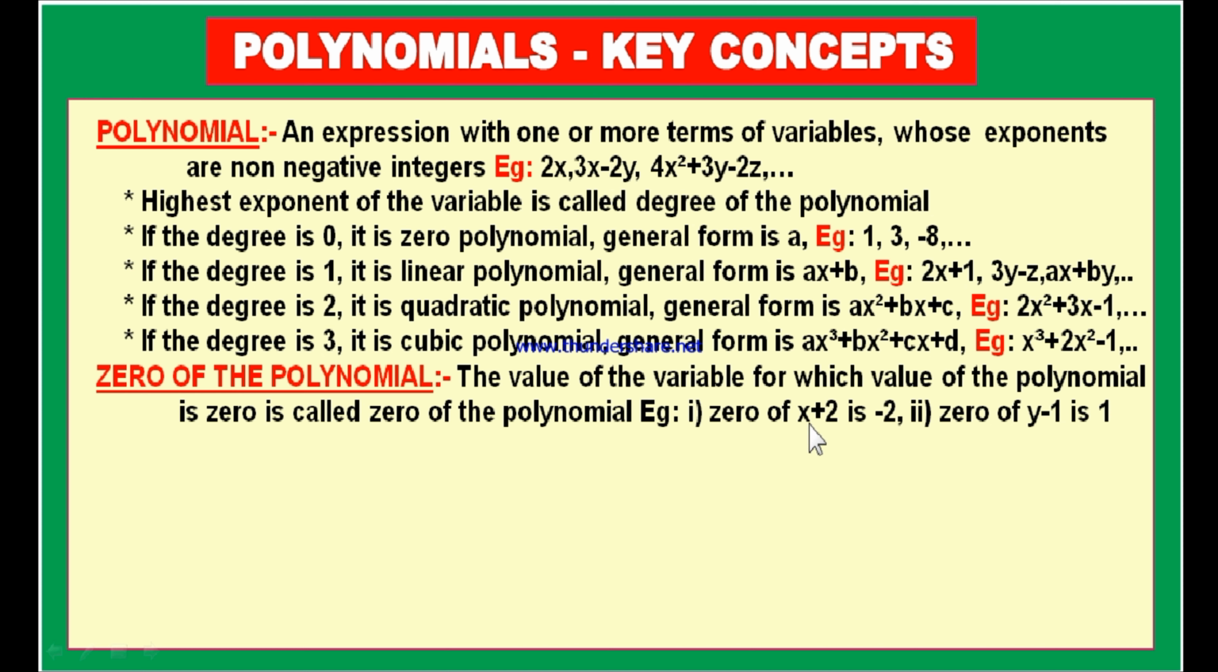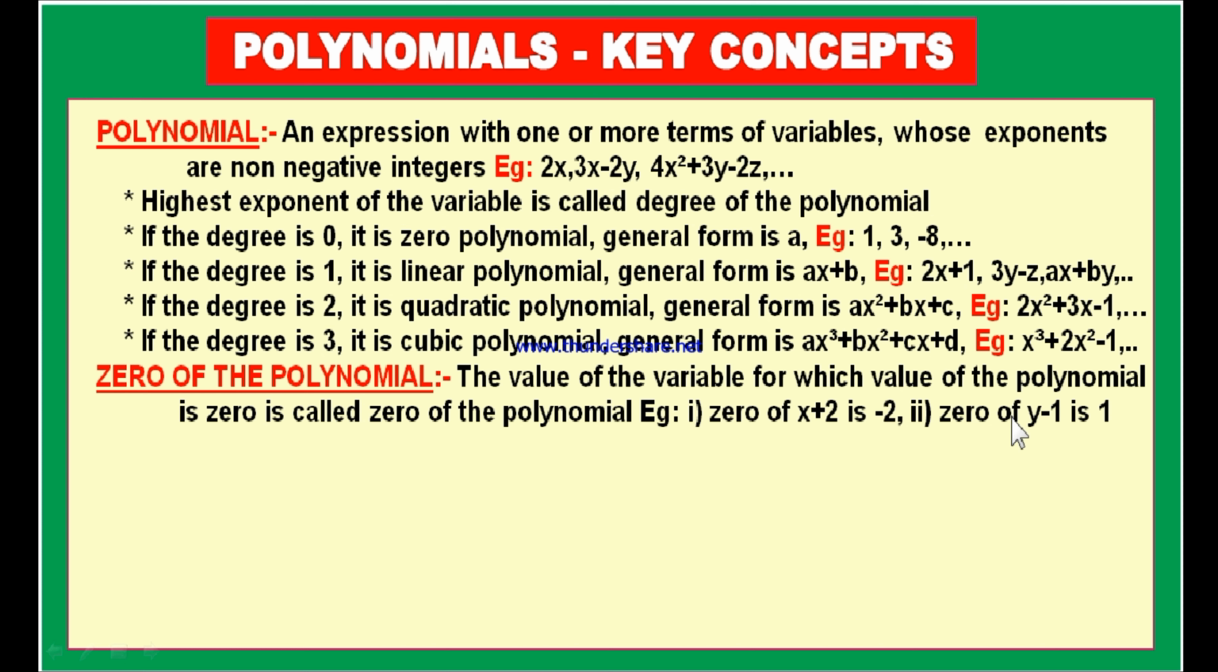For example, x plus 2 is a polynomial. Now in the place of x, if you substitute minus 2, then the value of x plus 2 is minus 2 plus 2, which is 0. Therefore, the value of the polynomial x plus 2 becomes 0 when x is equal to minus 2. This x value, this variable value is called zero of the polynomial.